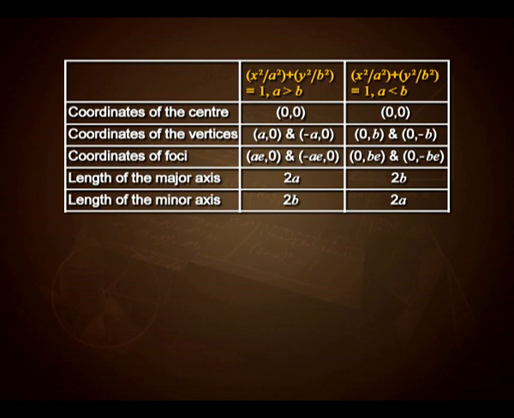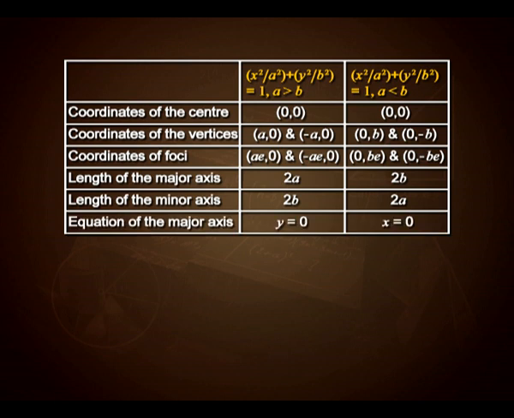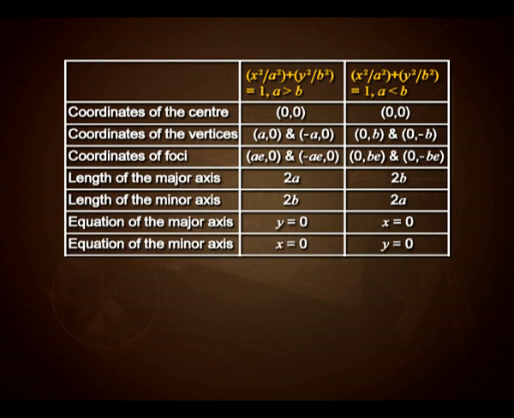The equation of the major axis will be y = 0 for the ellipse where a is greater than b, and the equation of the major axis for the second case where a is less than b will be x = 0. In a similar way, the equation of the minor axis for the equation x²/a² + y²/b² = 1, where a is greater than b, is x = 0. And in the second case, where a is less than b, the equation of minor axis will become y = 0.